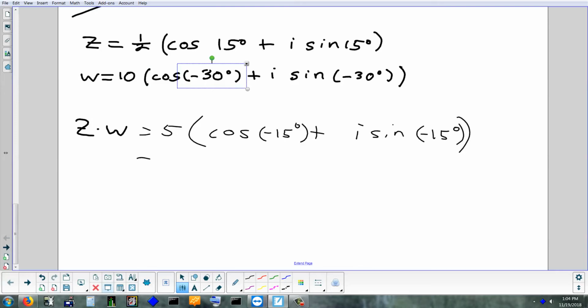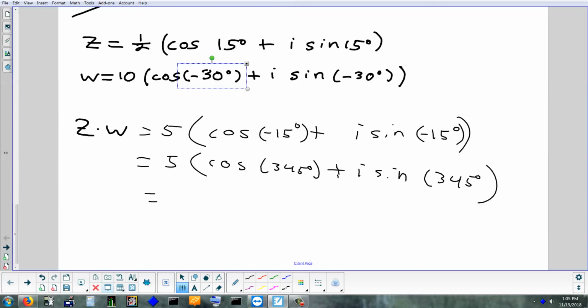Okay. Now, what if they said to write it as a positive angle? How can you write negative 15 as a positive? The r doesn't change. That's going to stay as 5. Yeah. You could add 360. So what's negative 15 plus 360? 345. That's a second way to write the answer that's also correct. Okay. Any questions on that way?